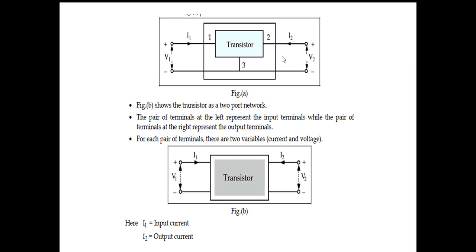Therefore, this is called a network. This network is considered as a black box. The box consists of some network inside, hence it is a network. This network consists of two ports. One port is the input port and the other is the output port. Through the input port, we apply the input. Through the output port, we can measure the output.